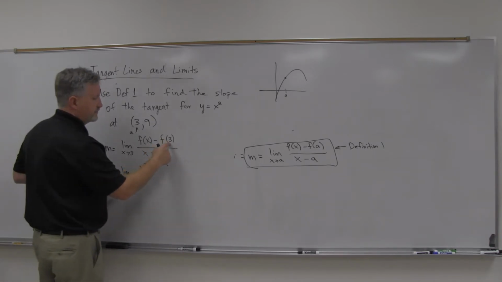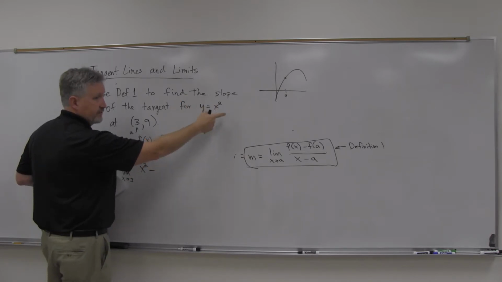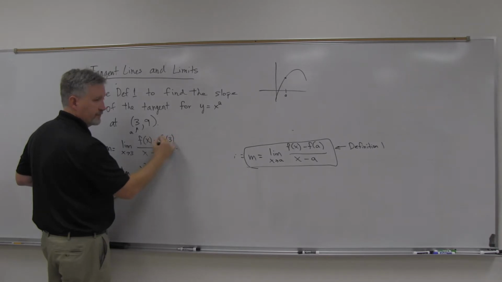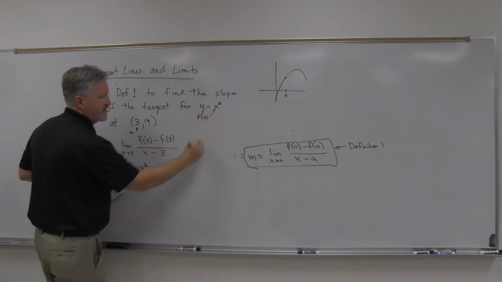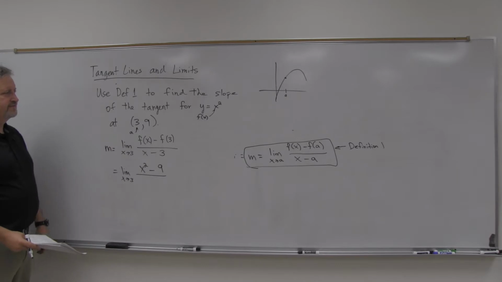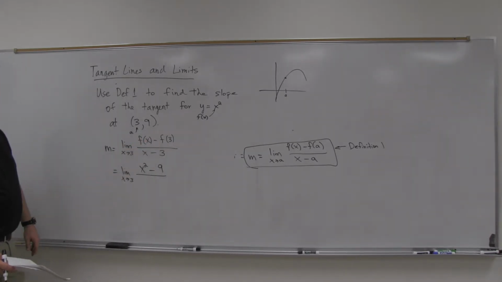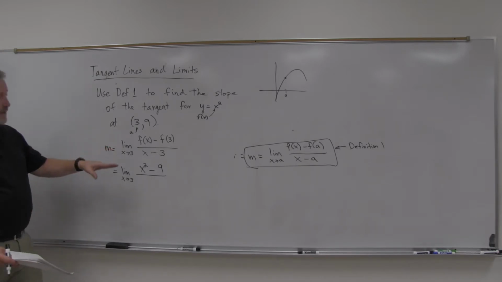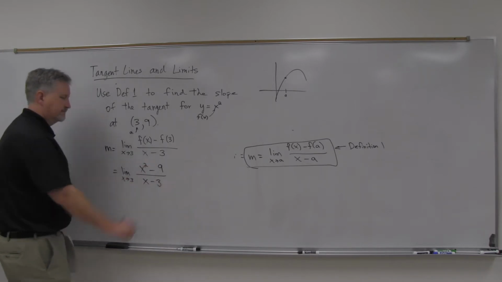And then of course f of 3 would then be the y value at 3, so 3 squared, so that'd be 9. So f of 3 would be 9. They may call it f of x, they may call it y, they may call it some other value, but it's just the function value that we're dealing with there. Is that okay?